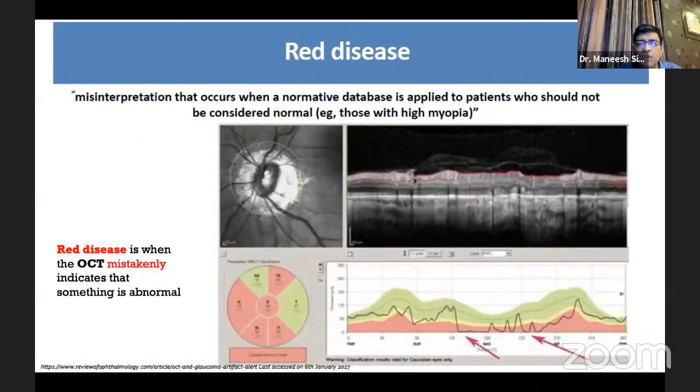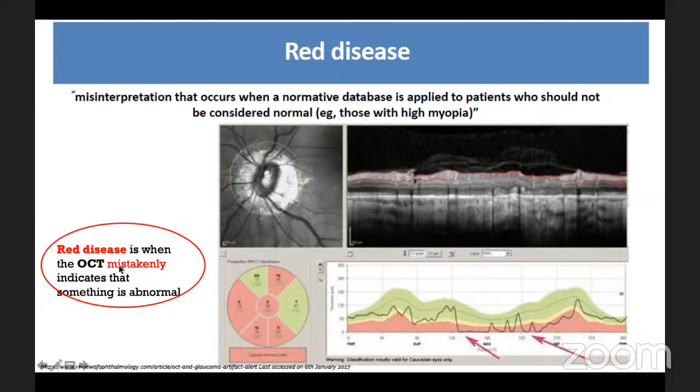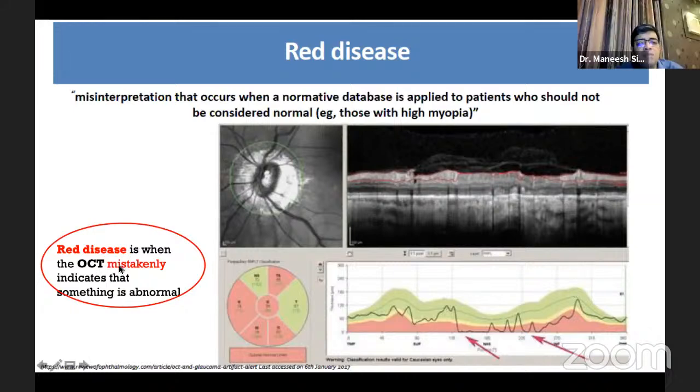I'll just touch upon the red and the green disease, which is very important from a glaucoma point of view. So red disease basically is a condition where OCT mistakenly indicates that something is abnormal, although the patient is normal. For example, this patient with high myopia, you can see the scan is going through the peripapillary atrophy area. Because of this, the machine is not able to segment this properly and is showing thinning of the RNFL, although this patient has a normal disc.